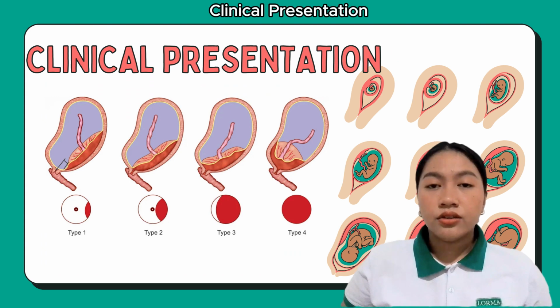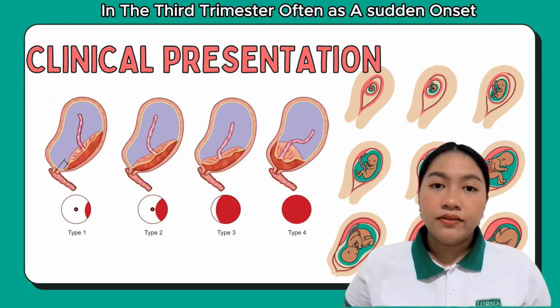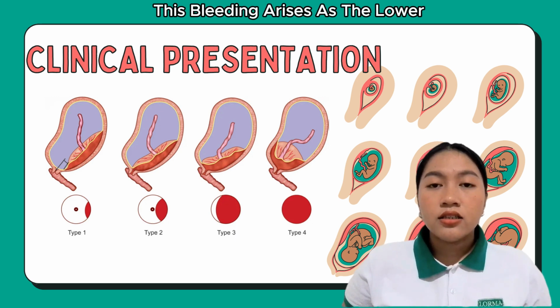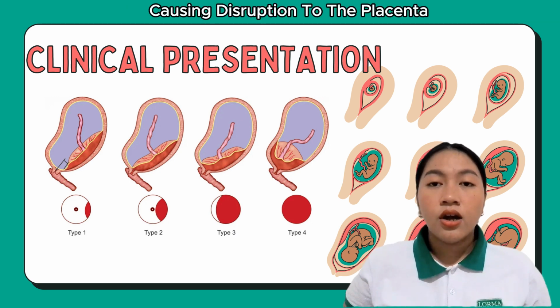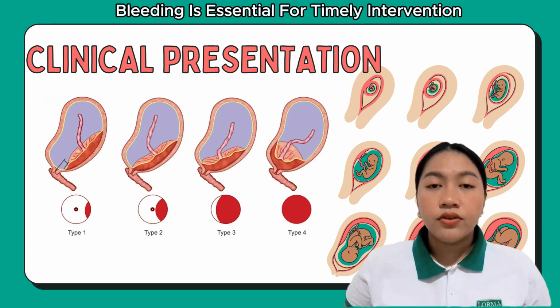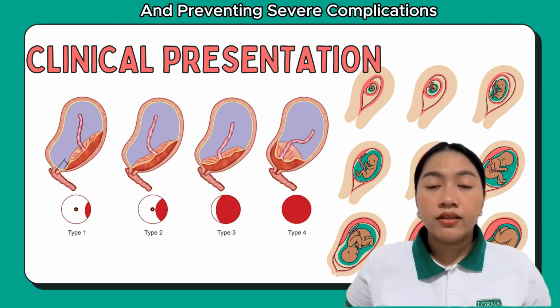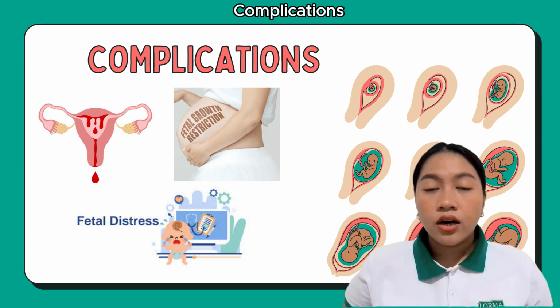Clinical presentation. Painless vaginal bleeding characterizes placenta previa in the 3rd trimester, often as a sudden onset. This bleeding arises as the lower uterine segment differentiates and the cervix dilates, causing disruption to the placenta. Prompt recognition of painless bleeding is essential for timely intervention and preventing severe complications such as hemorrhage and shock.